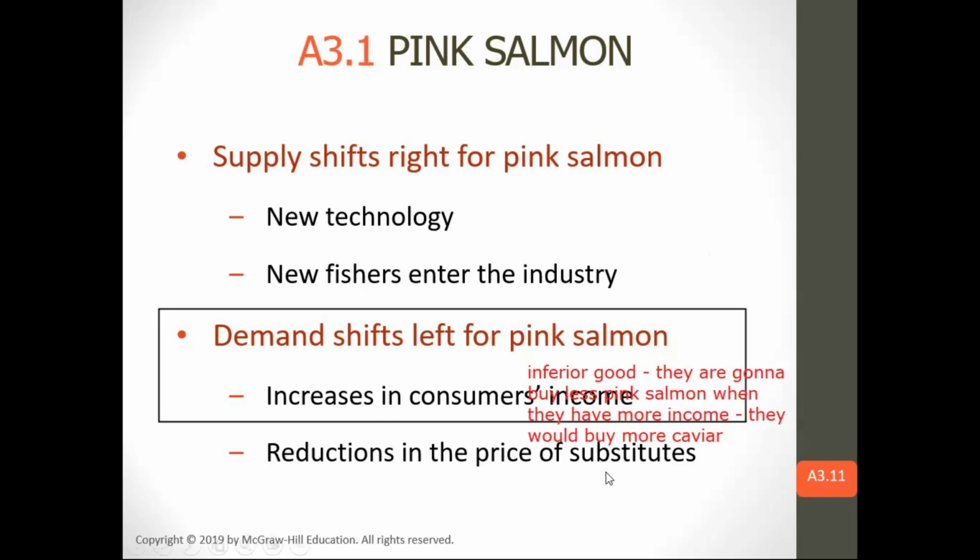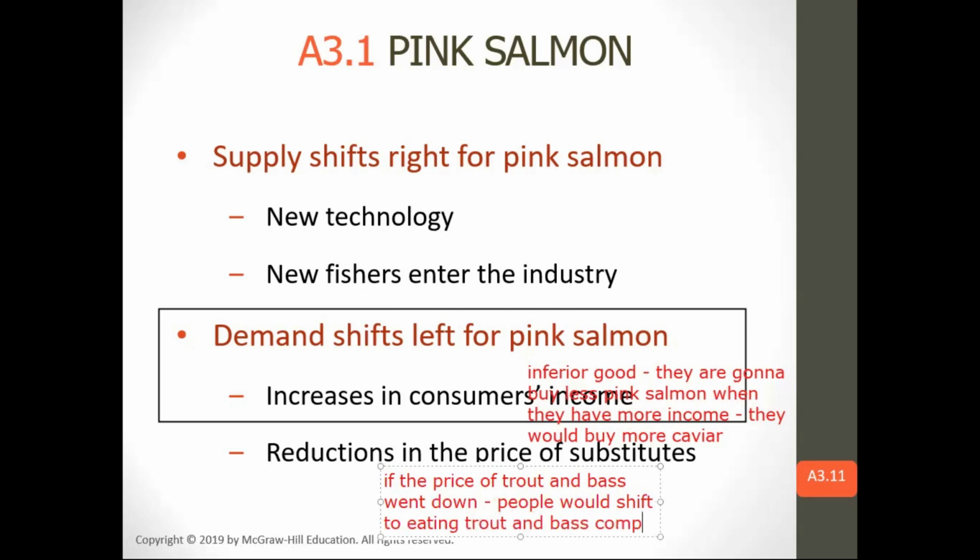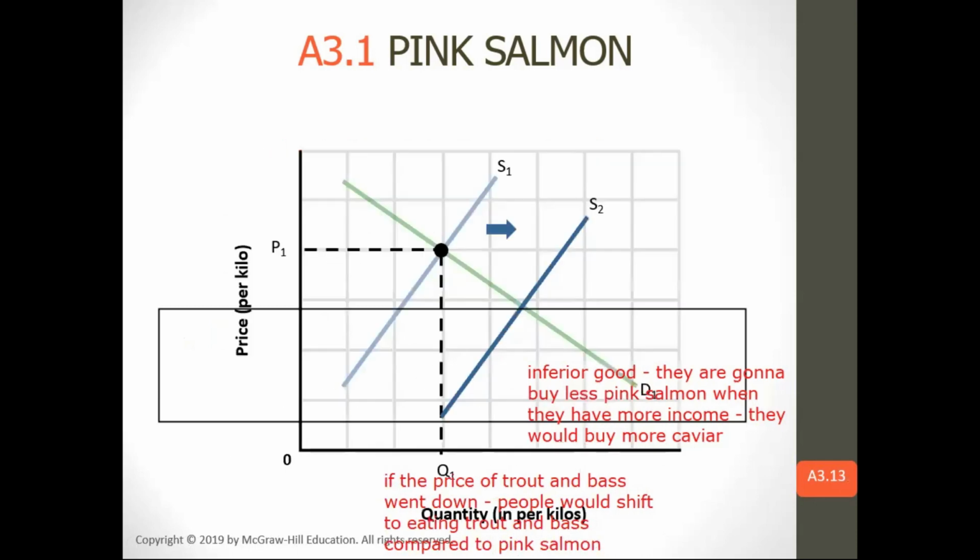Great job. And then a reduction in the price of substitutes. So they would shift to substitutes if they're cheaper. Can you think of a substitute to pink salmon, like another fish that's really cheap? Yeah, trout and bass is a great example. If the price of trout and bass went down, people would shift to eating trout and bass compared to pink salmon. That's great.